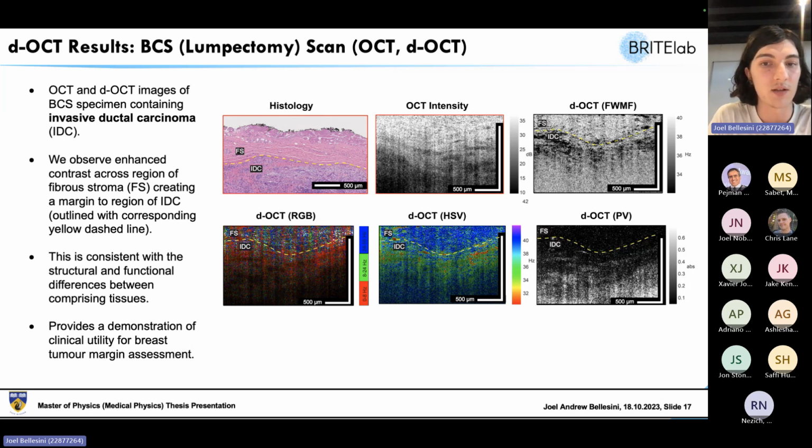The most significant thing about this result is that it provides a direct demonstration of the clinical utility of this method for breast tumor margin assessment, where we are able to detect a margin of benign tissue against deeper lying malignant tissue in a B-scan plane. So yeah, this result speaks to the clinical significance of this method for margin assessment.